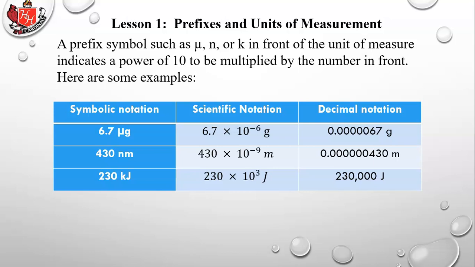The micro means 10 to the minus 6 grams. So you replace that symbol micro with 10 to the minus 6. So it's 6.7 times 10 to the negative 6th. Over on the right, you can see it if you wrote it out in full decimal notation.